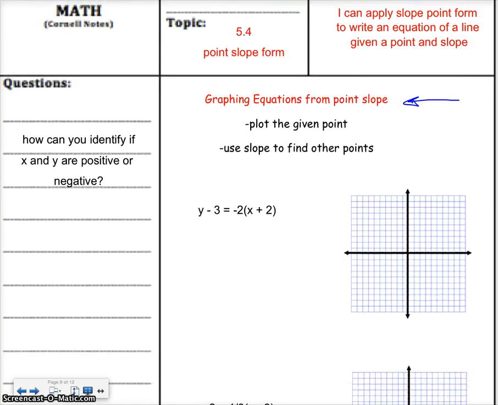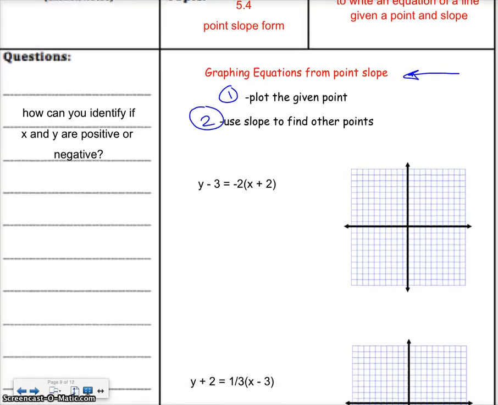So how you do it, you plot the point like I showed you on the previous page, and then you just use your slope to find different points on the graph. So we don't even care about the y-intercept here. We just care about, hey, what point is there, and then use the slope.